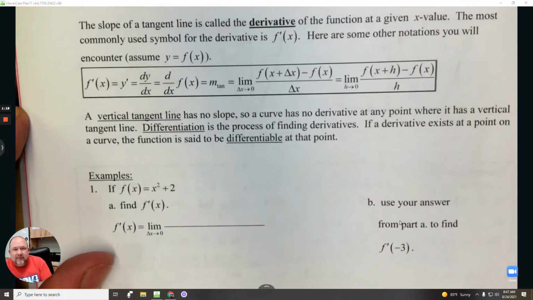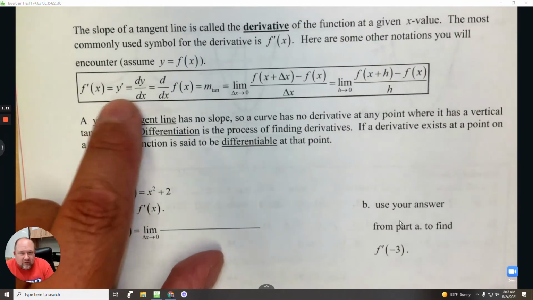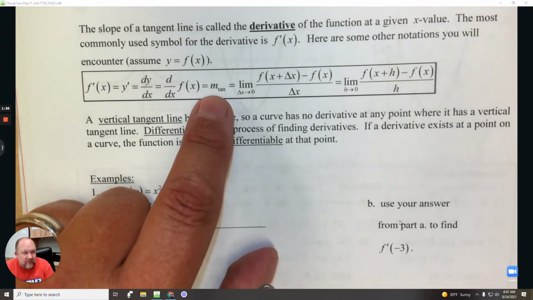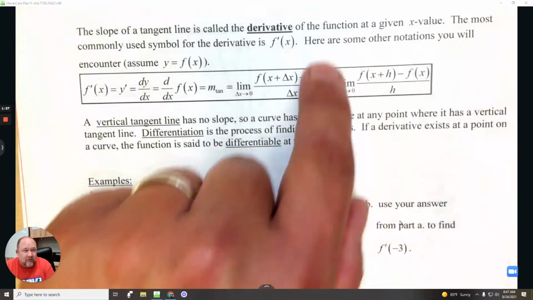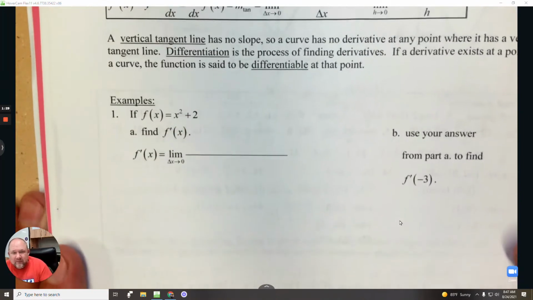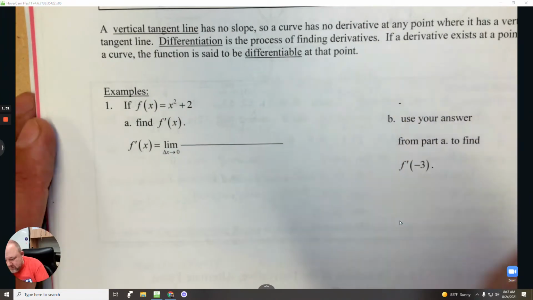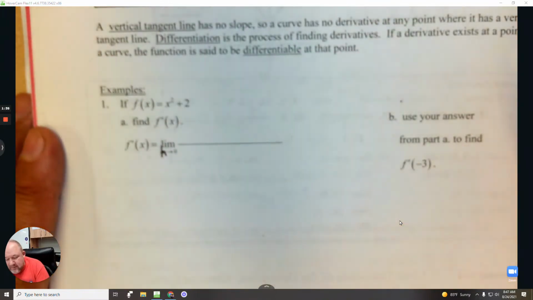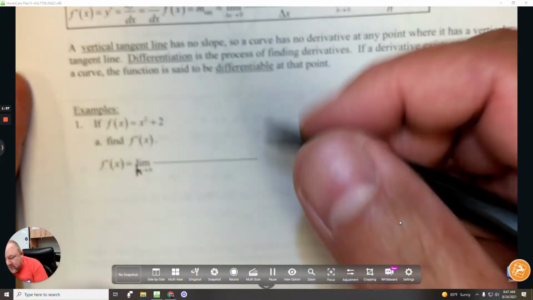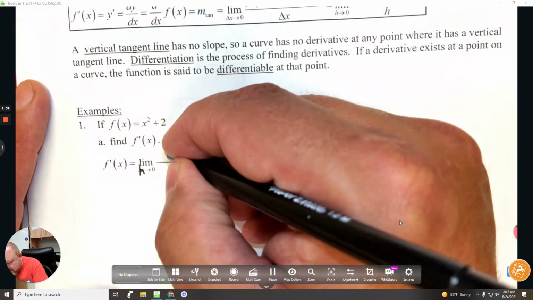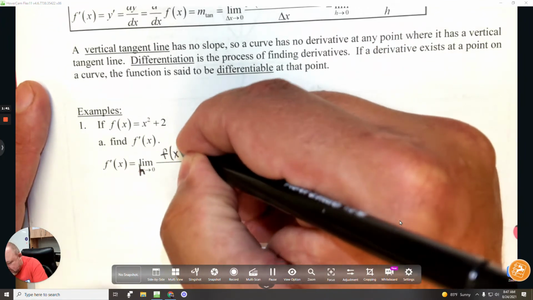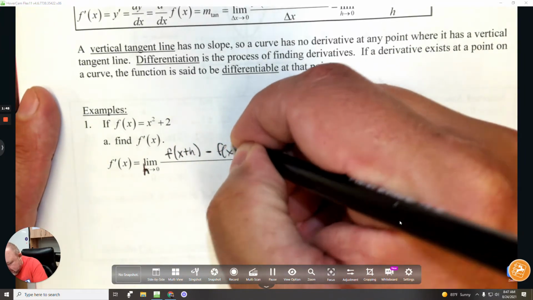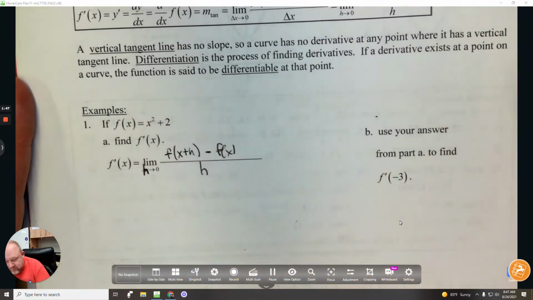So first, here we are, different notations for derivative, including the slope of a tangent line and limit definitions of it. We're going to use this one with h. It says, for this function, find the derivative. And so we're going to use this as h approaches 0. And the setup is you plug in x plus h, and then you subtract f at x, and that's all over h. There's the setup.